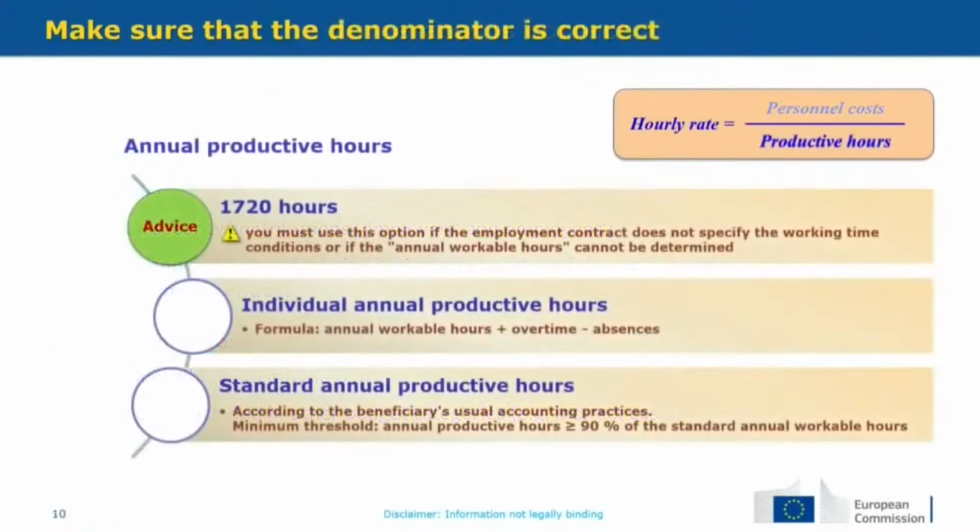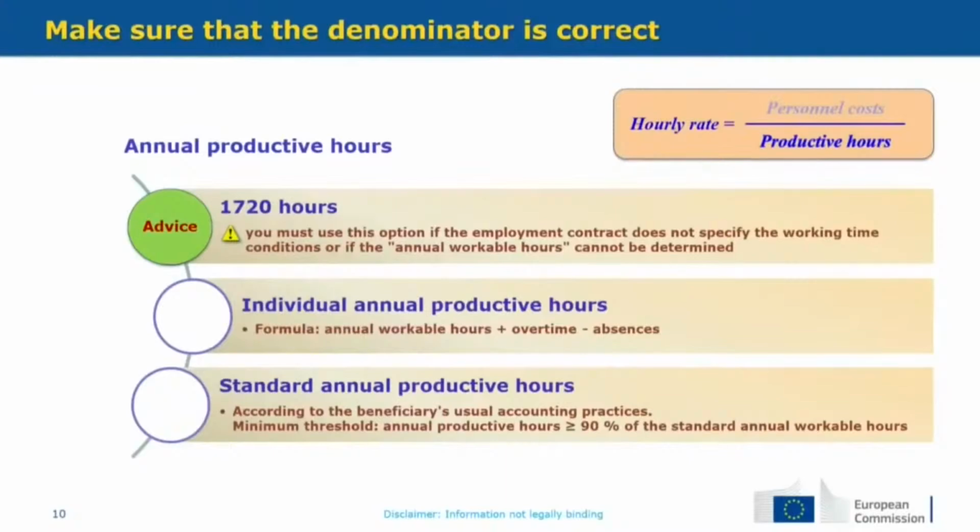For the denominator, so the down part of the equation to calculate the hourly rate, the advice, as my colleague said as well, is to really use option 1, the 1,720 hours. This has less possibility to make errors. It's one fixed amount, you can use it, and the possibility to make errors is lower.